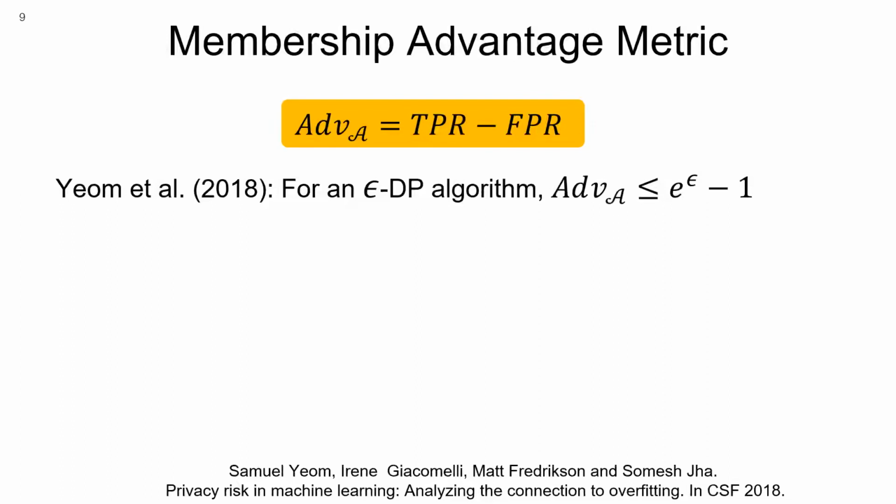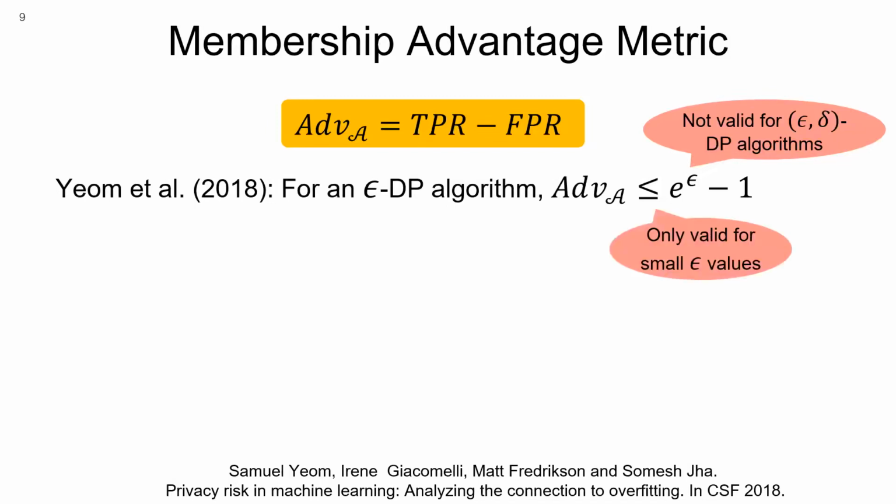One such popular metric is the membership advantage metric that measures the difference between the adversary's true positive rate and false positive rate. This metric is defined to be between 0 and 1, where a larger value denotes greater privacy leakage. Yeom et al. provide a theoretical upper bound on this metric for differentially private models. Although this bound has two issues. Firstly, this is only valid for epsilon DP algorithms, whereas most of the differentially private deep learning works rely on epsilon-delta DP. Secondly, this bound is only valid for small epsilon values.